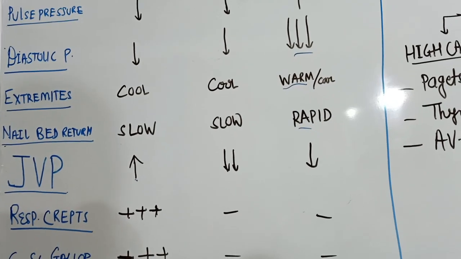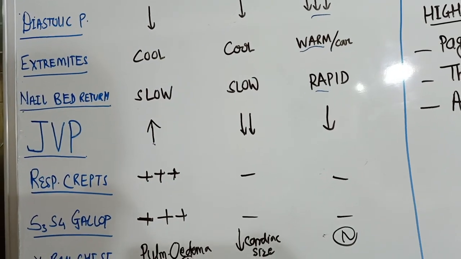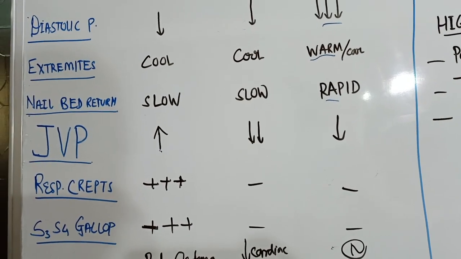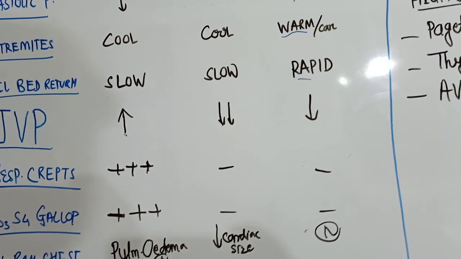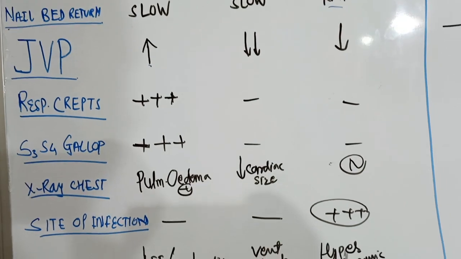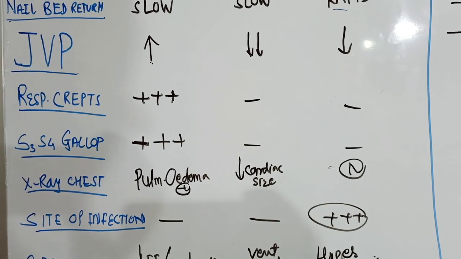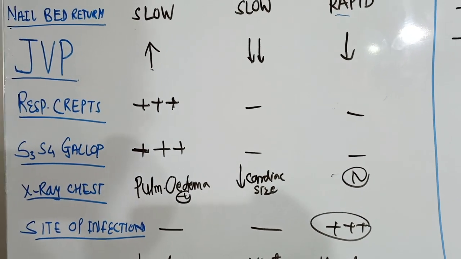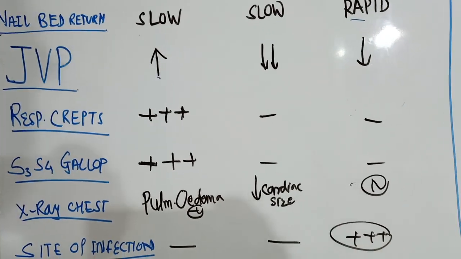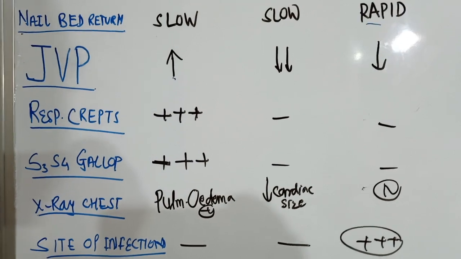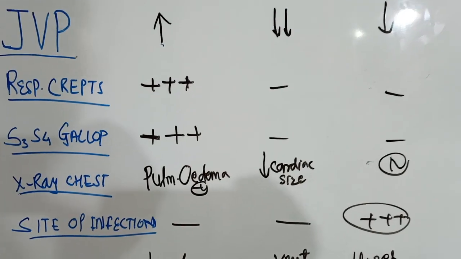Respiratory crepitations are there in cardiogenic shock or cardiac failure. S3 gallop is there in cardiac failure. In the other two shocks, it is not found. If you do a chest X-ray of a patient with cardiogenic shock, there will be pulmonary edema. In hypovolemic shock, there is a decrease in cardiac size. But in septic shock, the chest X-ray is usually normal.